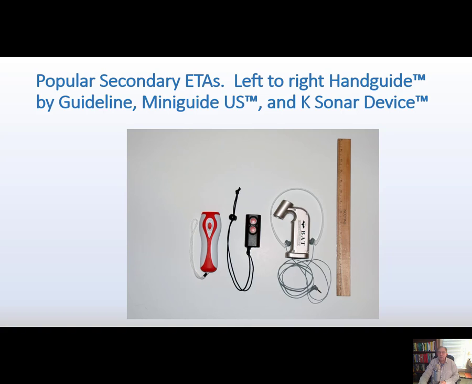These are together, grouped together, all of the pictures. First we have the hand guide, and then we have the mini guide, the US version, and this is the K sonar device. And you can see their size in relation, and they're not terribly big.